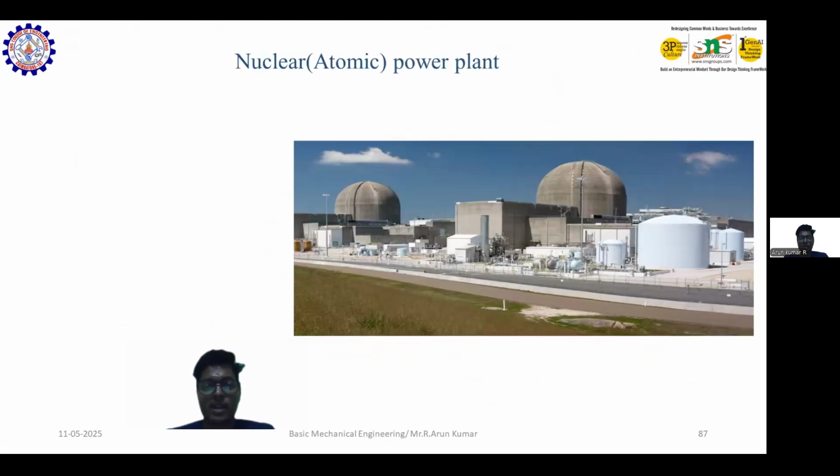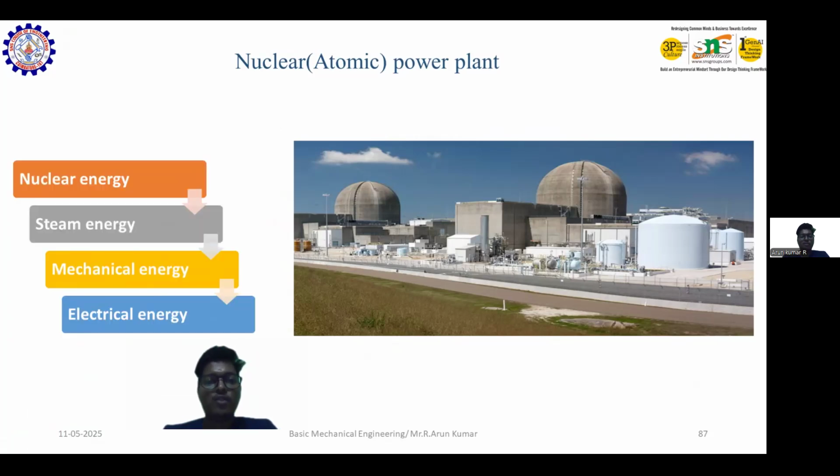Let's move on to the next one, the nuclear power plant, which is also called an atomic power plant. Why is it called an atomic power plant? Because the main source is the atom, called uranium. Uranium is the main fuel for the nuclear power plant.